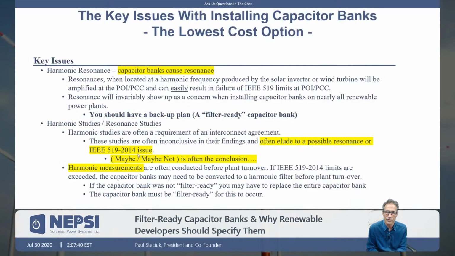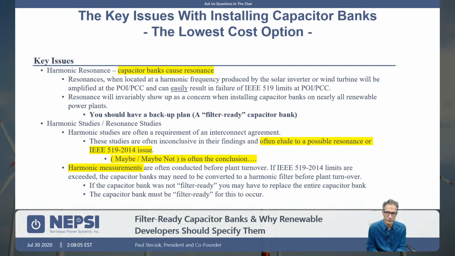Oftentimes, harmonic studies and resonance studies are part of a renewables project. I was on the phone the other day with somebody, and they were saying that about 50% of the projects will require a harmonic study of a sort. So oftentimes what we have found is that when those studies are conducted, the recommendation that comes out of that study is you might need a filter, you might not.